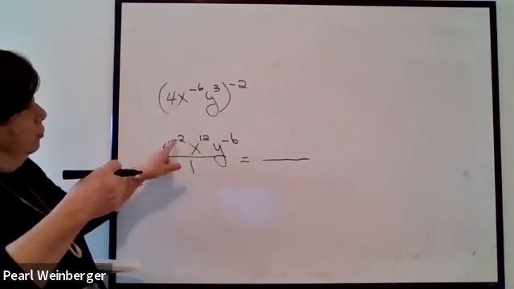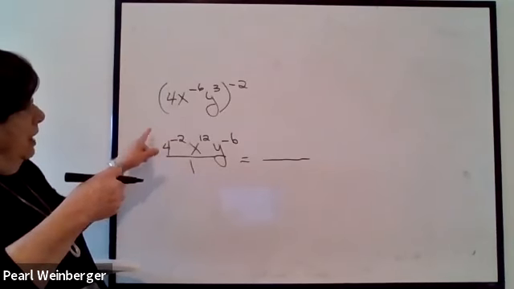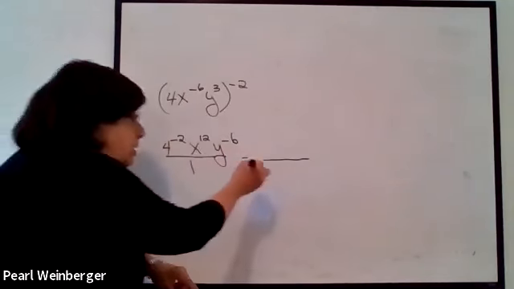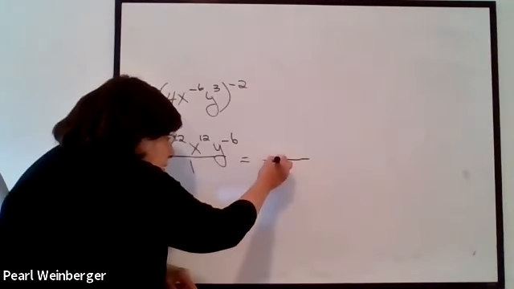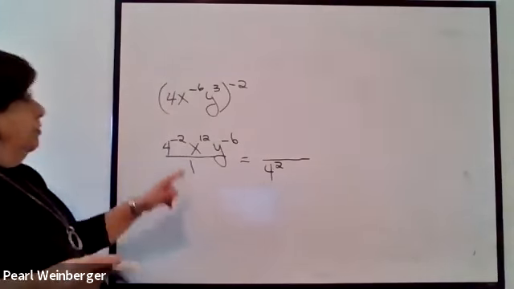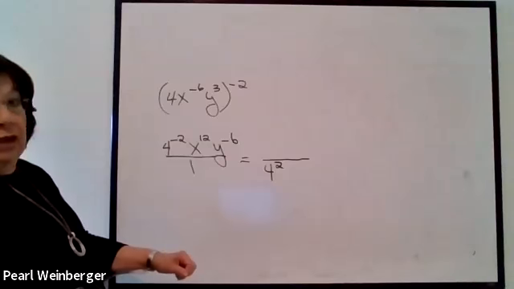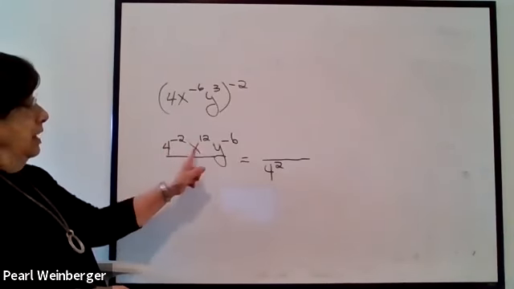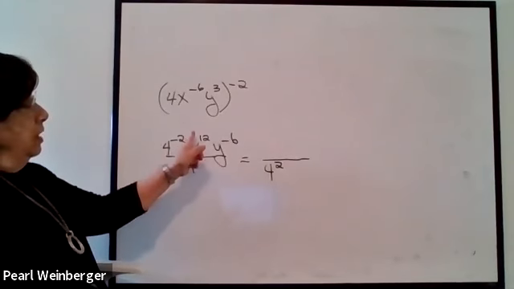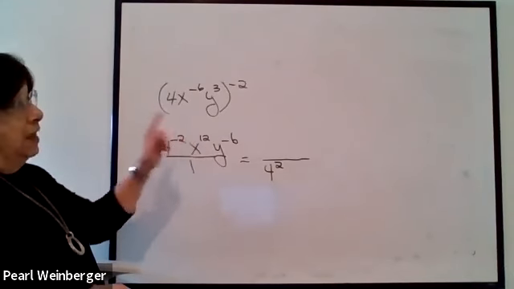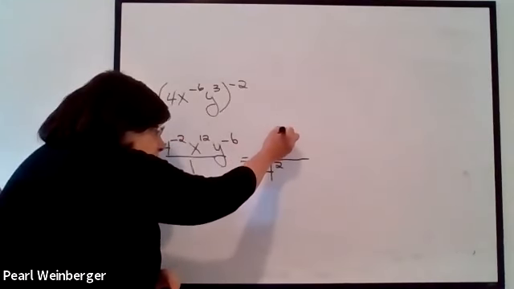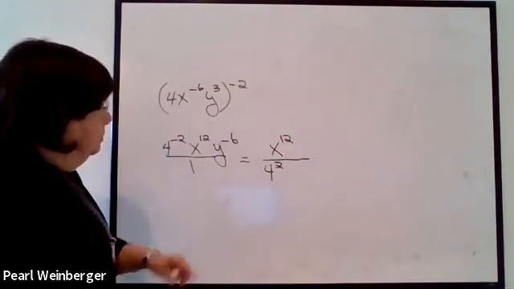So 4 to the negative 2 has a negative exponent. It happens to be in the numerator. I want to put it in the denominator and make the exponent positive, because that's what taking a reciprocal tells us to do. The next thing I see is x to the 12. The exponent here is positive, so I don't want to take its reciprocal. I'm going to leave the x to the 12 on top.